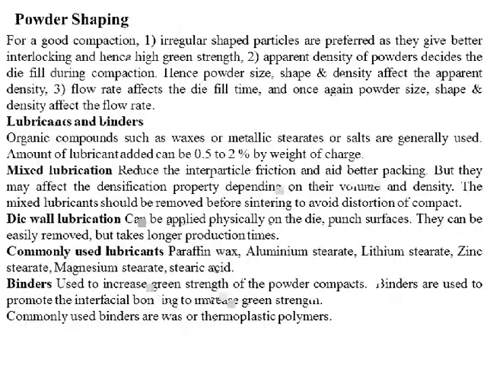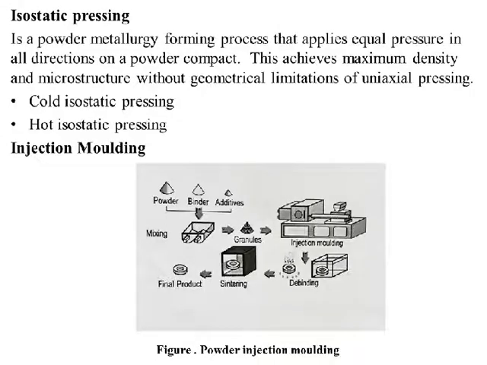Isostatic pressing. Isostatic pressing is one of the compaction methods for compacting the powder metallurgy component. Once the powders are mixed, they need to undergo pressing. Here, isostatic pressing is a powder metallurgy forming process that applies equal pressure in all directions on a powder compact. As the name itself says, the pressure applied on the powder metallurgy component will be uniform, or equal, in all the directions.